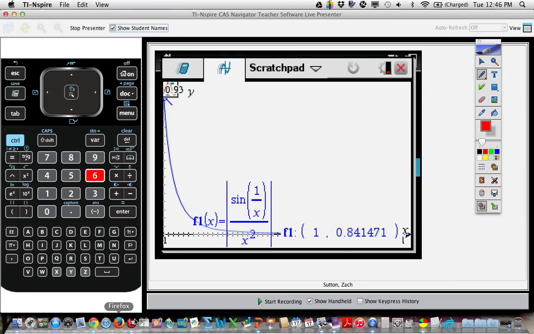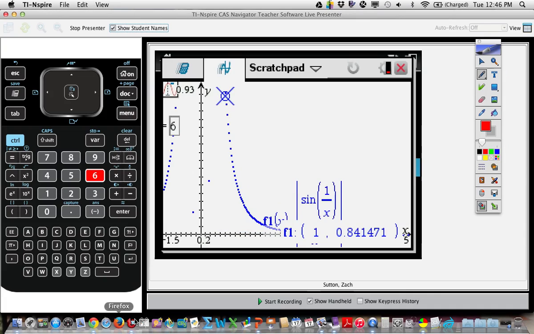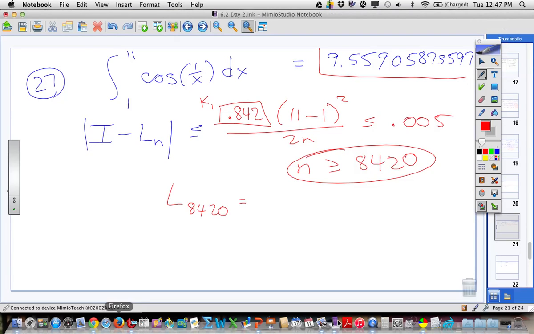Yeah, once you get out here to 6, look at the slope. Yeah, it's basically flat. How much error is there in a left rectangle if it's flat? Hardly any, right? If the graph is flat, the left rectangle fits it really well. So out here, those left rectangles are committing almost no error. So if we did 8,420 of them, we should be getting a pretty good approximation.